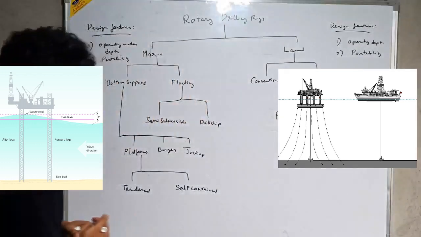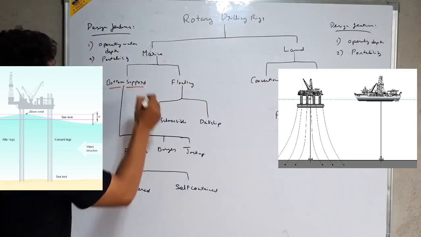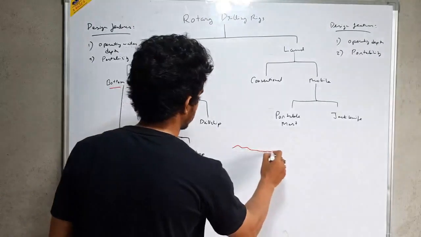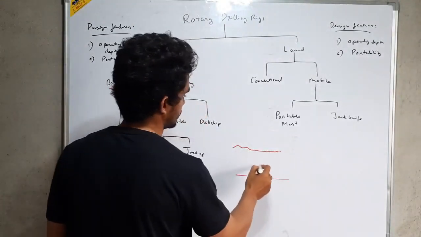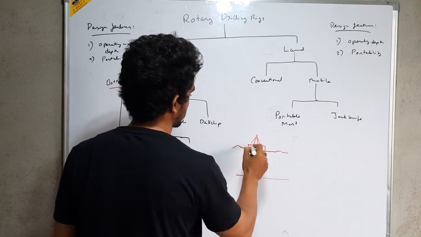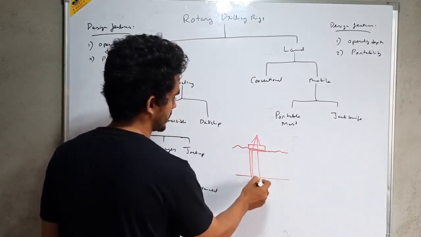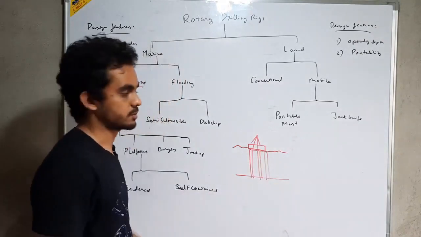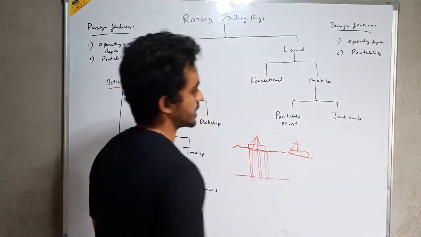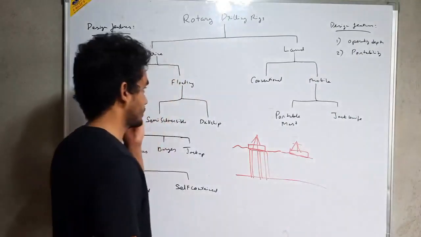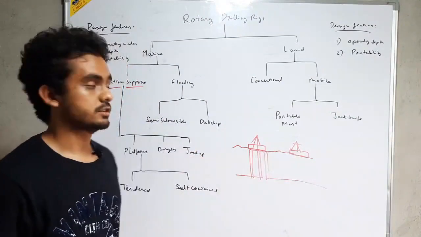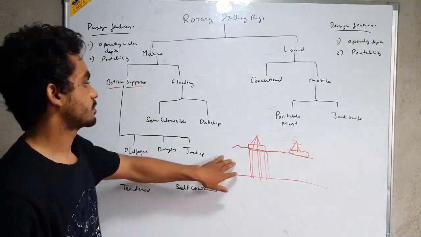Now these bottom supported rigs are used in shallower depths. So what do we mean by bottom supported? So this is the water body, this is an ocean. So this is our rig. If the rig has some kind of support up to the seabed, then it will be known as bottom supported. And if it just floats without any support, just like a ship, then it will be known as floating rig. This has a support just like a bridge, and this has no support, just like a ship. So this is bottom supported and this is floating.